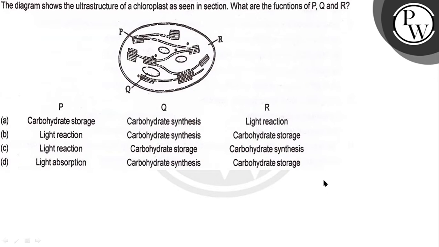So going back to our diagram, over here you will find P indicating the coin-like stack structure. So we can say P is grana. Then R is denoting the gel-like fluid which fills the chloroplast, that is stroma, and then Q is the starch grain.